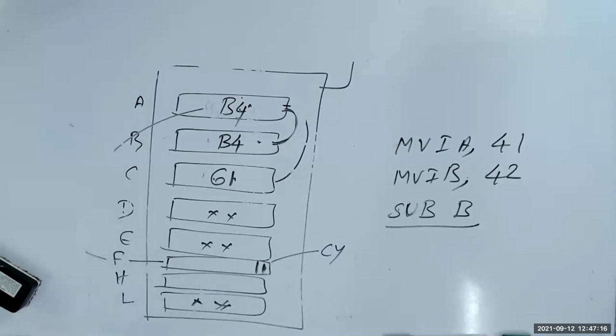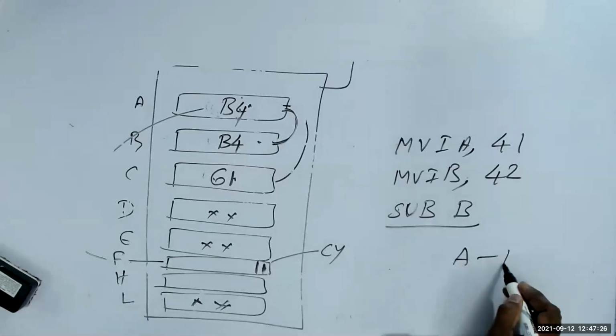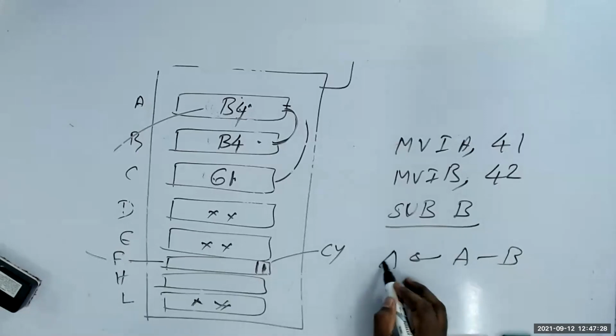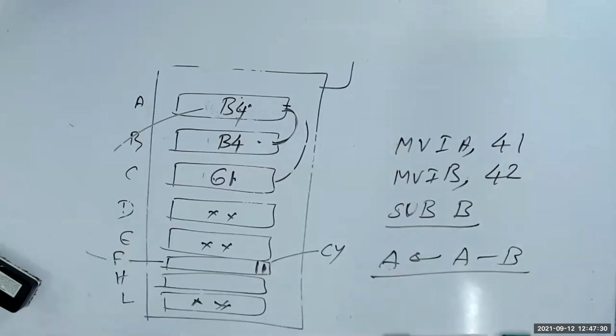I've written move immediate A, comma 41. Move immediate B, comma 42. Sub B. Subtract means A minus B, put the result in A. Now what will be there in A now? For your simple case, assume that 41 and 42 are decimal. Don't worry about hexadecimal. Assuming decimal.